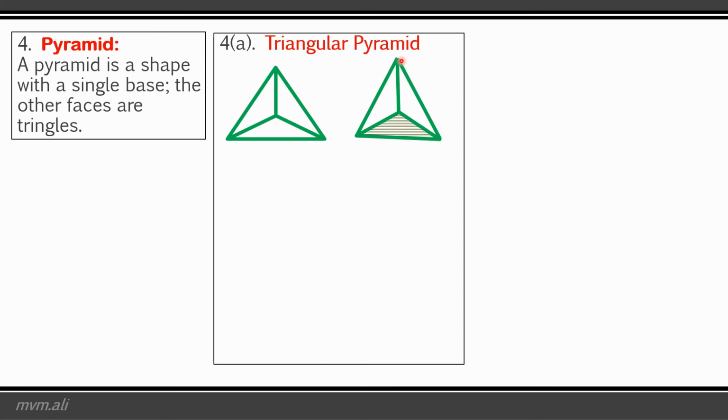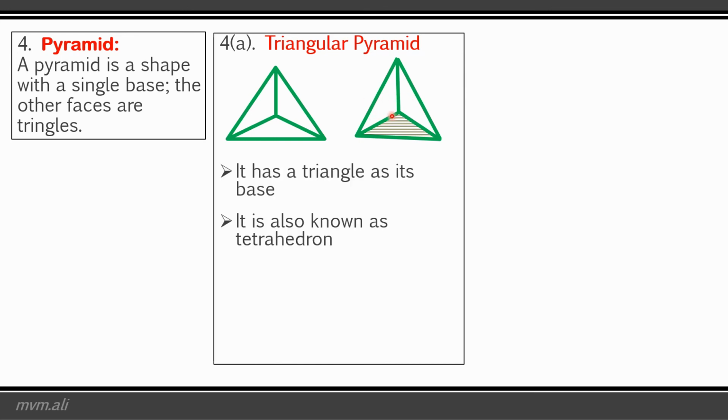And the other, this is the front one, and these 2 are the side faces. The other faces are in the shape of a triangle. Okay. The base can be any shape, but the other faces should be triangles. It has a triangle as its base. It is also known as a tetrahedron. These are the properties of a triangular pyramid.